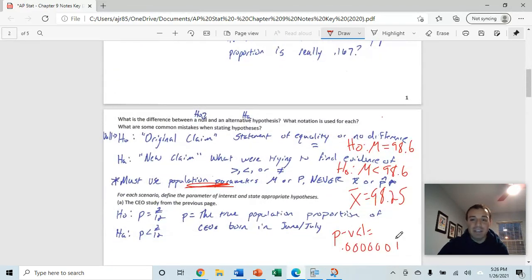So this is a very low p-value. In that case, we would reject the null hypothesis. Null is out, and we would have evidence. Let me throw an A there. Should be the alternative. We have evidence then that the alternative is true. So we have evidence that the actual mean is less than 98.6.